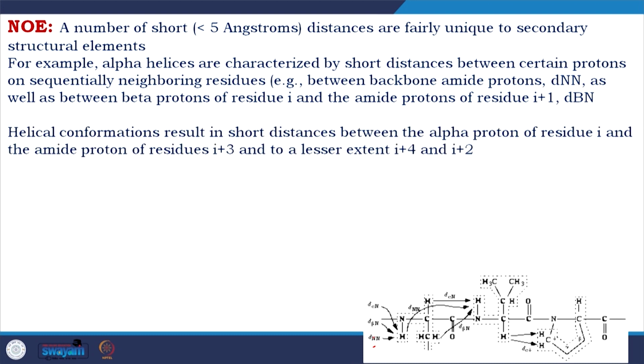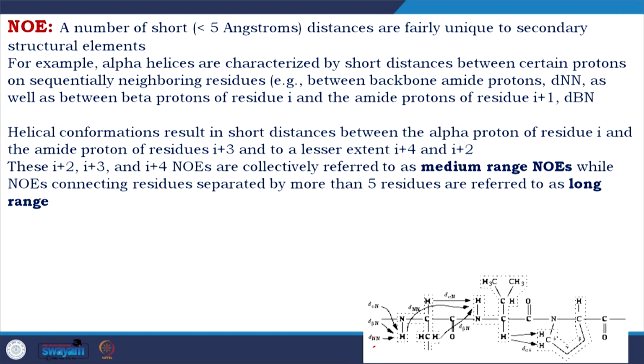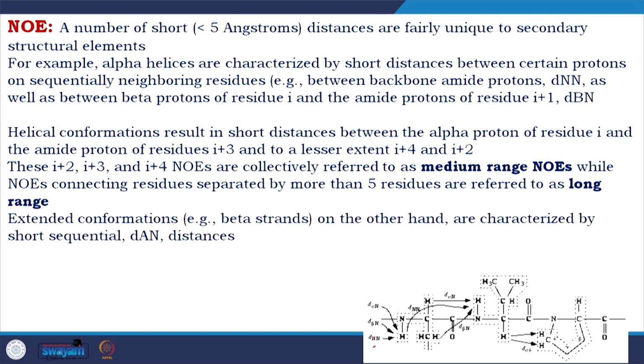Helical conformation results in short distances between the alpha proton of residue i and the amide proton of residue i plus 3, and to a lesser extent i plus 4 and i plus 2. These i plus 2, i plus 3, i plus 4 NOEs are collectively referred to as medium range NOEs, while NOEs connecting residues separated by more than 5 residues are referred to as long range NOEs. Long range NOEs are normally weak, but they need a separate experimental setup or special condition.